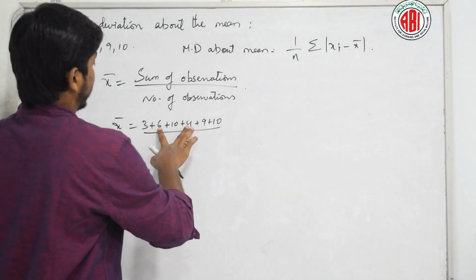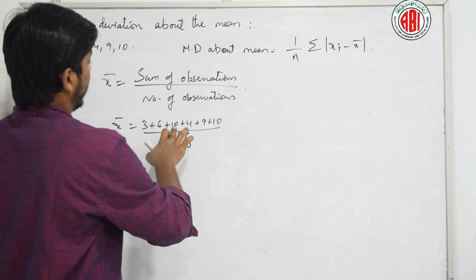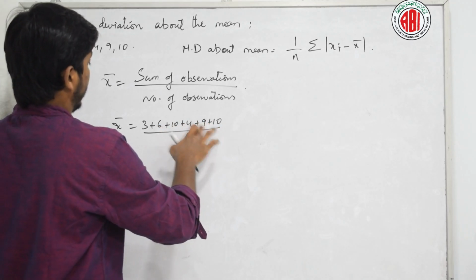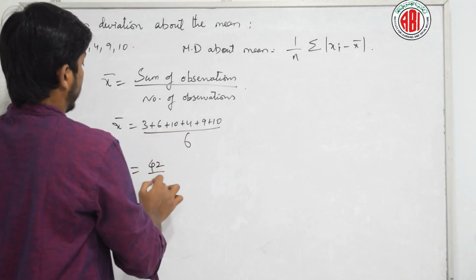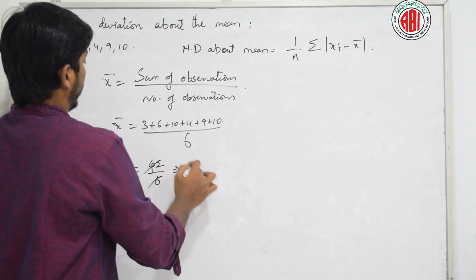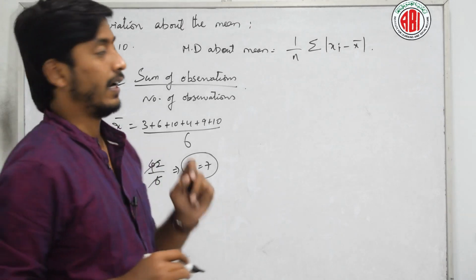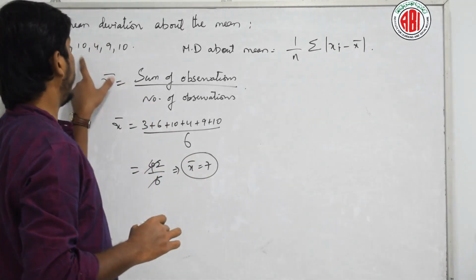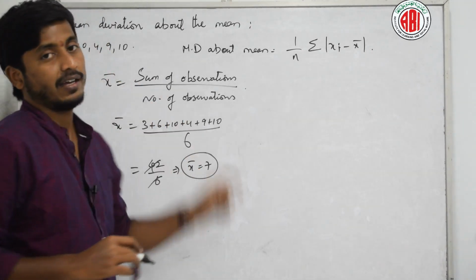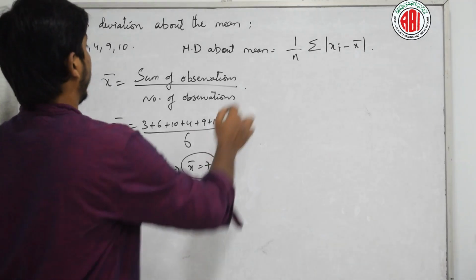6 plus 4 is 10, 20, 39, 42 by 6. So the mean is 7. Is it right? Fine. And next we have to find the deviation with respect to each and every term. So how do we write?